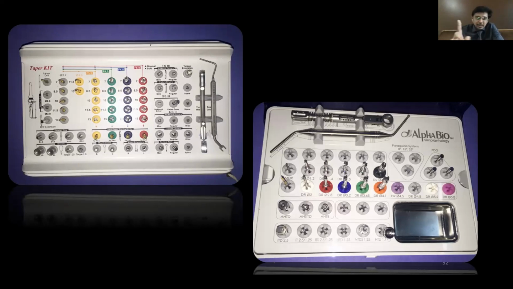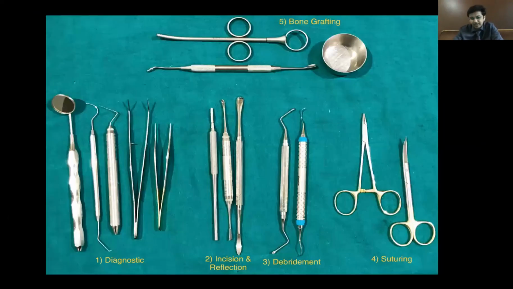Now, before your implant kit, you need to have a proper surgical armamentarium. And when I talk about basic surgical armamentarium, I'm talking about five classes of surgical instruments.